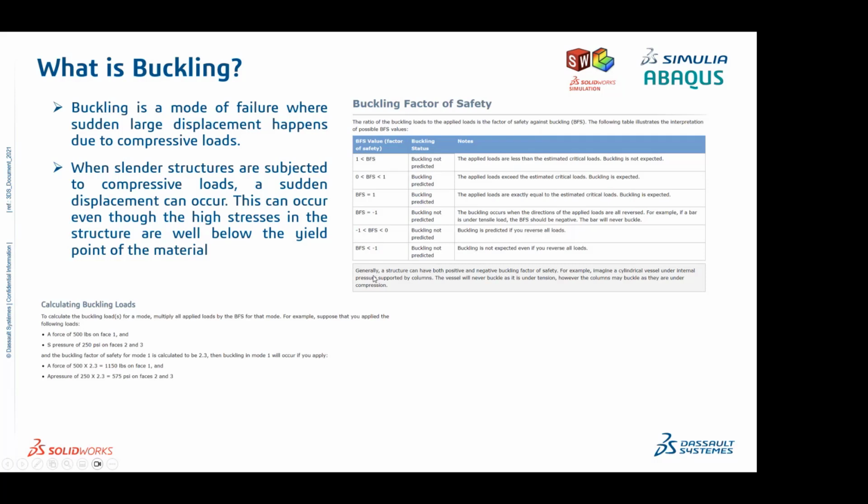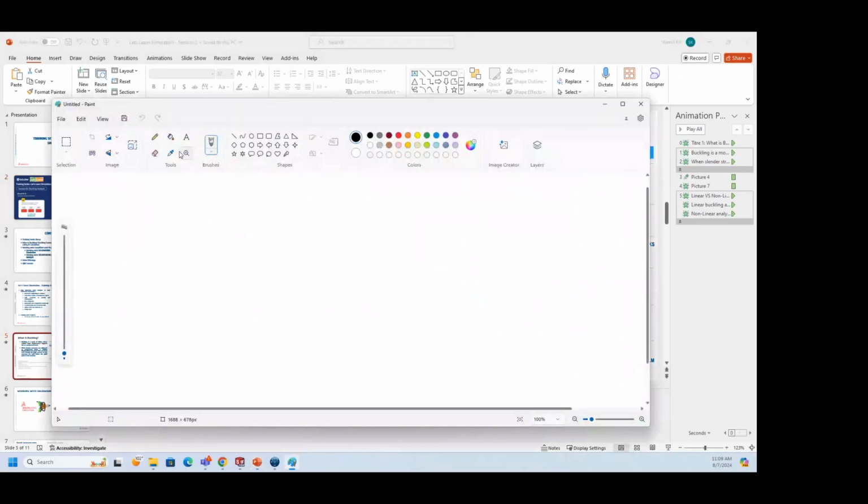For example, if I take my paint or something, just consider this is my structure. Okay, this is fixed and there is a load called F, which is equal to 100 Newton. This is just an example, right? So you performed a buckling simulation for this and you are getting a buckling factor of safety equal to 1.5. That means under this load, this structure is not going to buckle. This is what it says, first thing.